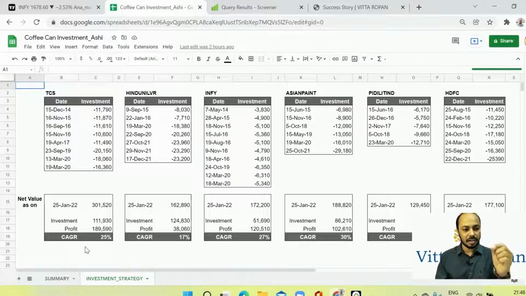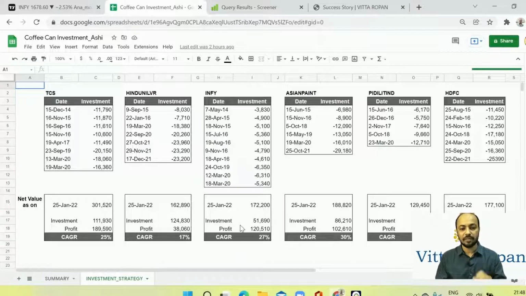So if you can see the table below under each stock, the total investment you have made in TCS is 1,11,930, and as on date the value of TCS in your portfolio is 3,01,520, and the profit you have made is 1,89,590 with a CAGR of 25% over the last 5 years. In Hindustan Unilever, the investment you have made is 1,24,830, and as on date, that is 25 Jan 2020, when I made this case study, the valuation is 1,62,890, and the profit you have made is 38,060 with a CAGR of 17%.